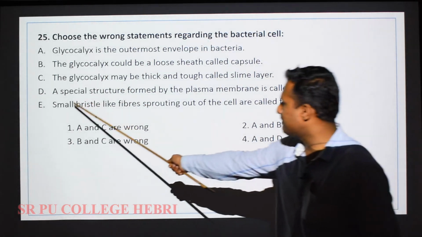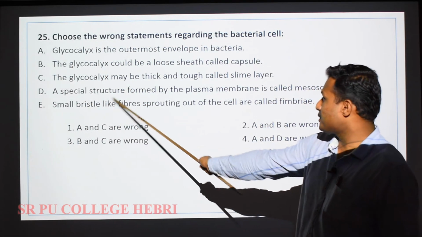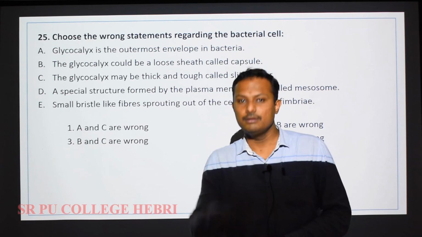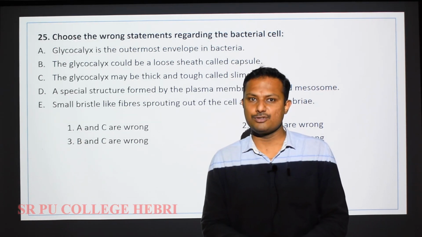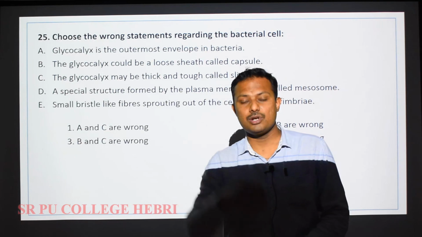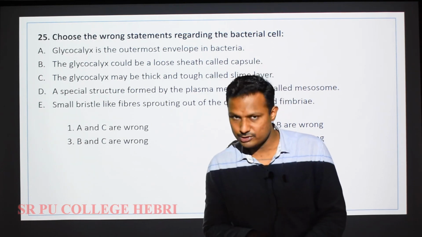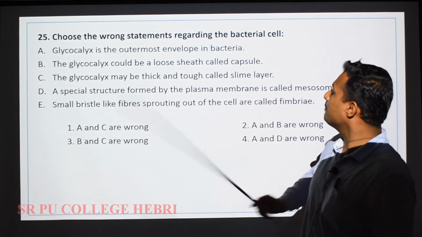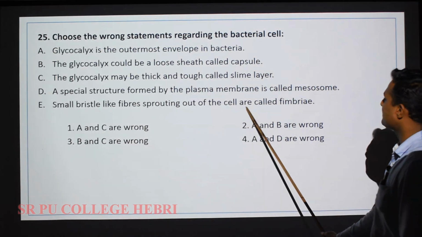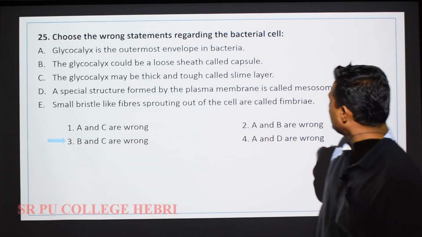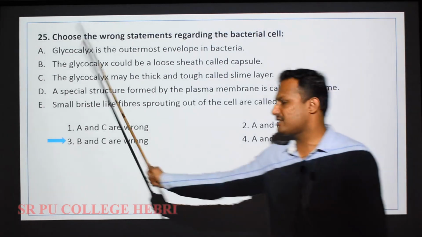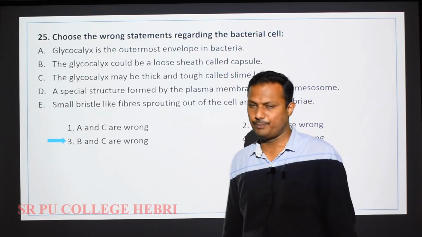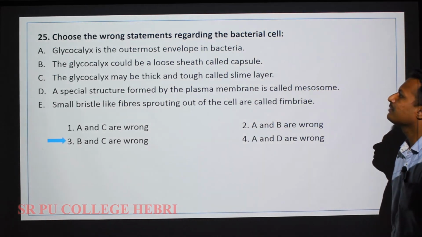Let us go to the other statements. D, a special structure formed by the plasma membrane is called a mesosome. You know that the involved folding of the plasma membrane in bacteria is called mesosomes, and other similar structures like the mesosome are present. They are called chromatophores. Chromatophores are known for holding the pigments in bacterial cells. Small bristle-like fibers sprouting out of the cell are called fimbriae. So the answer is that B and C are wrong statements. The rest of the statements are correct, and you can also consider such statements as informative. You can remember the information regarding that.